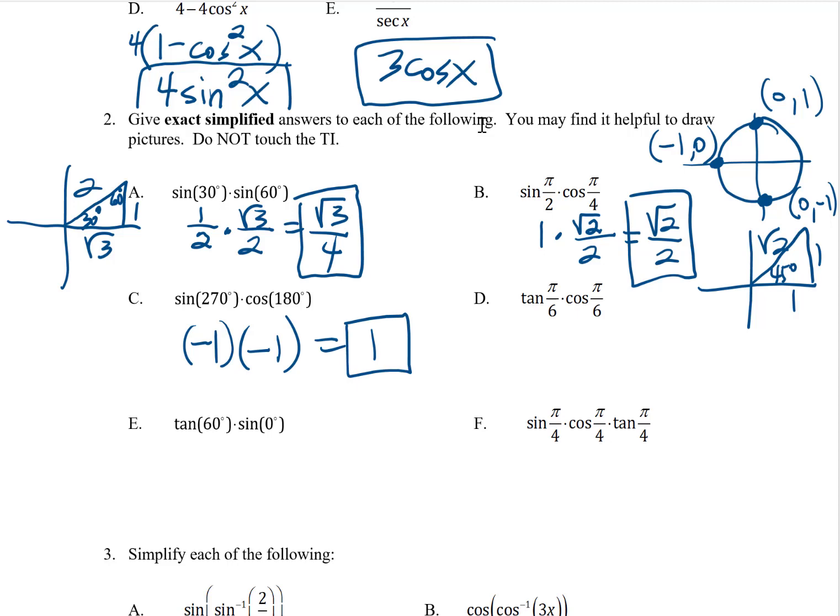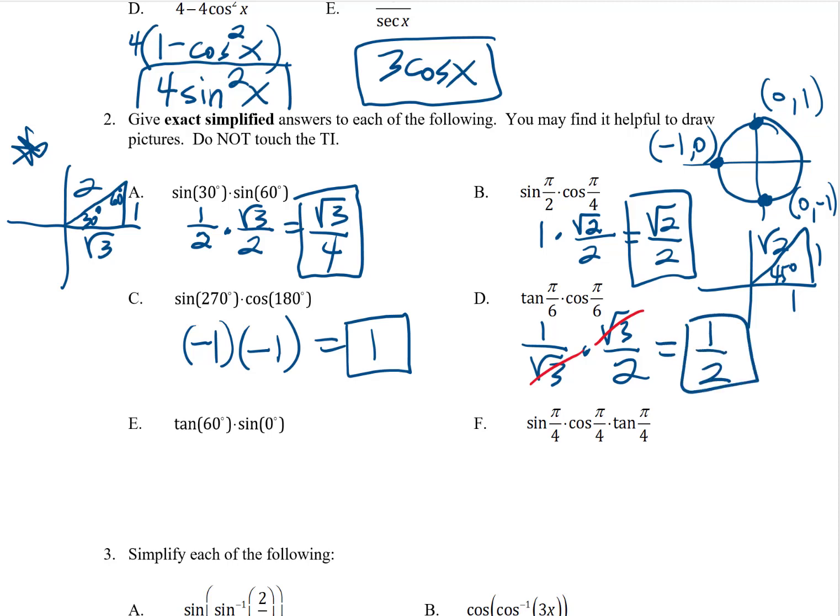Part D goes back to pi over 6. That's 30 degrees. I ought to be able to get that from this picture here. Let's see, the tangent of 30 degrees, that's opposite over adjacent. And then cosine of 30 degrees is adjacent over hypotenuse. And this works out pretty nicely. The root 3's divide out for a final answer of 1/2.